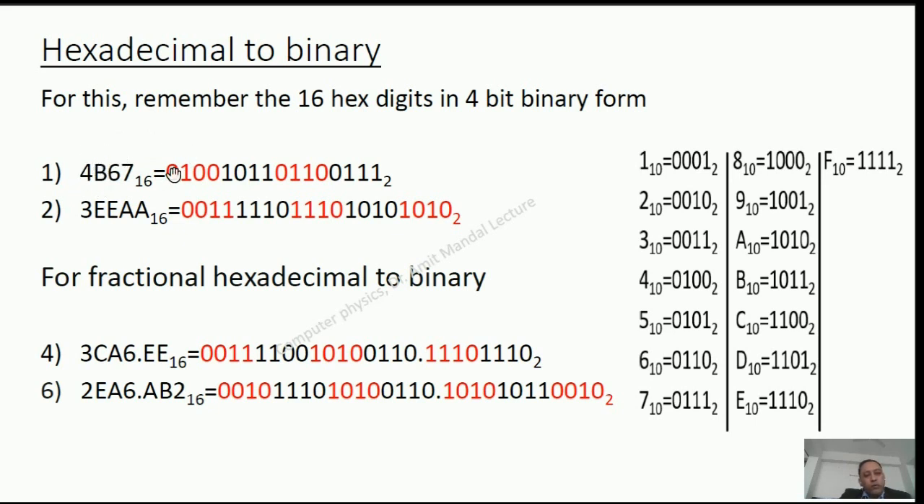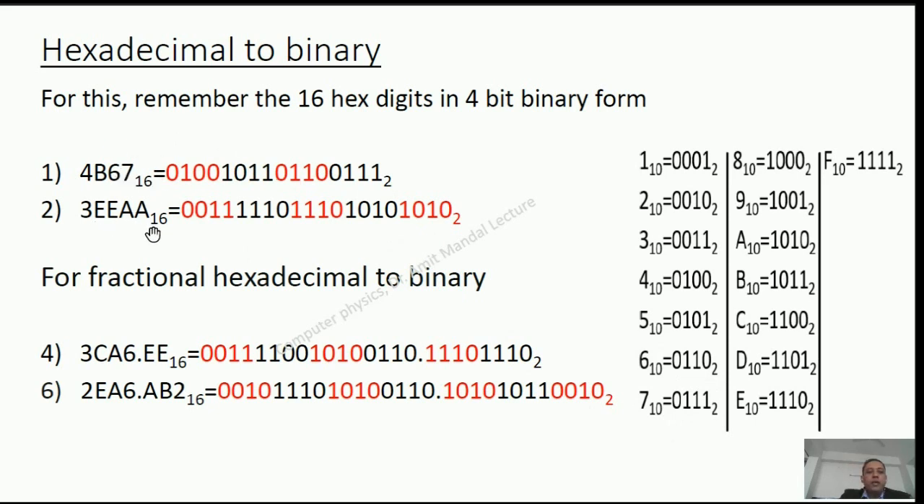For example, this 4 is equivalent to 0100 in binary, so I have written 0100. For this B, what is the 4-bit binary form? 1011. So I have written 1011. For 6, the 4-bit binary form is 0110, so I have written 0110, and for 7 it is 0111. So I have written that. That's all. This is the binary conversion of this hexadecimal number.